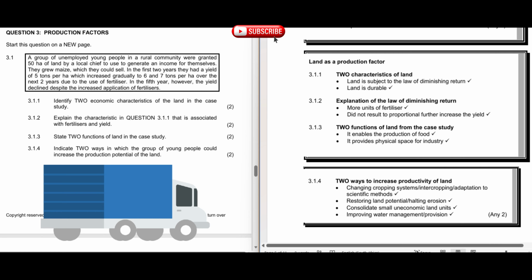3.1.4 Indicate 2 ways in which the group of young people could increase the production potential of the land. Restoring land potential and consolidating small uneconomic land units.